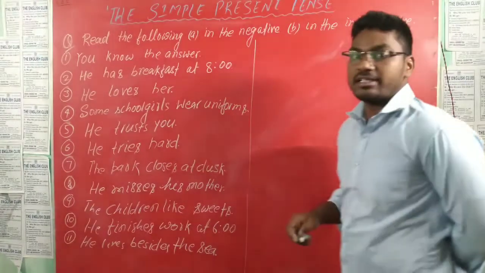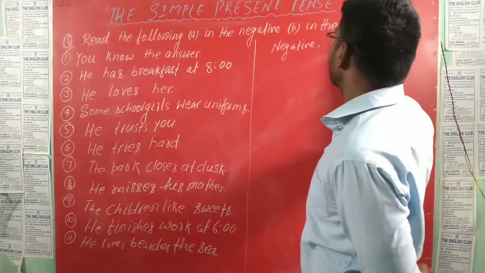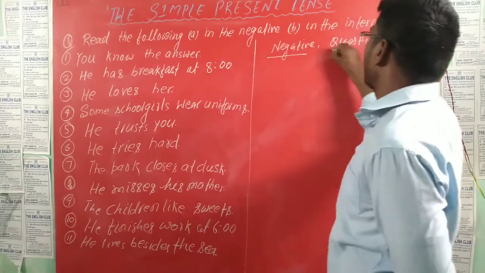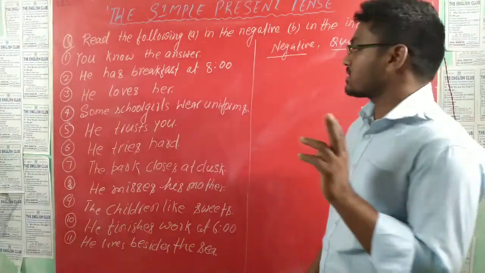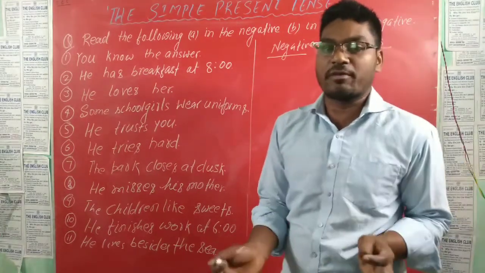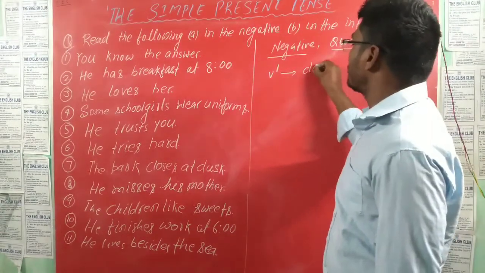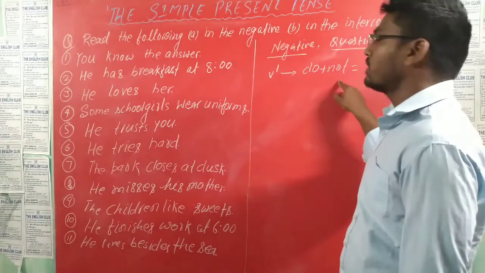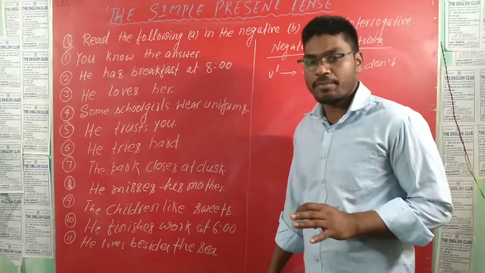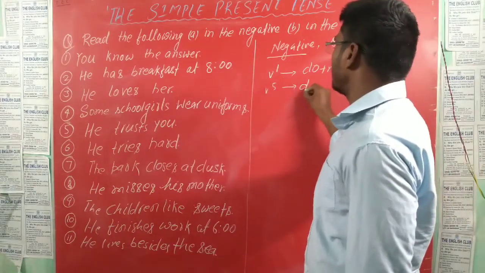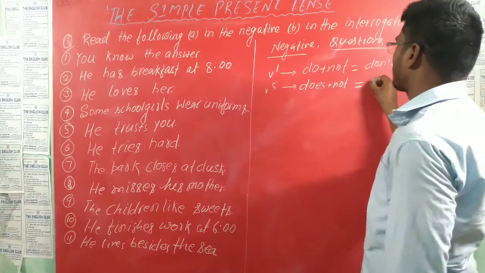My dear students, for making negative of simple present tense as well as questions, we have to keep two facts in our mind. As usually we all know that simple present has the structure: subject plus V1 or V5 and rest of the words. In case we have V1 after the subject, for making negative we have to use do and mention not. It will be do not, and the short form is don't. In case of V5 we have to mention does and use not with it, and the contracted form is doesn't.